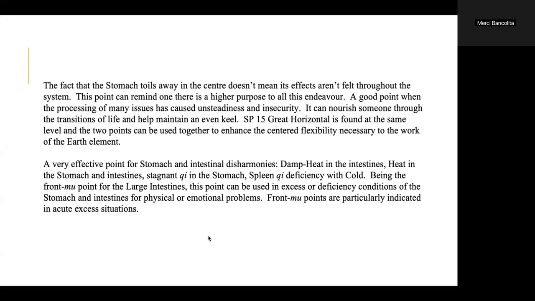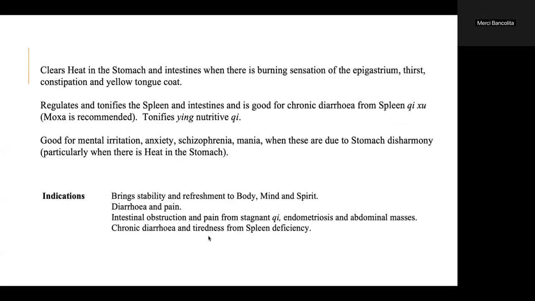A very effective point for stomach and intestinal disharmonies, damp heat in the intestines, heat in the stomach and intestines, stagnant qi in the stomach, spleen qi deficiency with cold. Being the front mu point for the large intestine, this point can be used in excess or deficiency conditions of the stomach and intestines for physical or emotional problems. Front mu points are particularly indicated in acute excess situations.